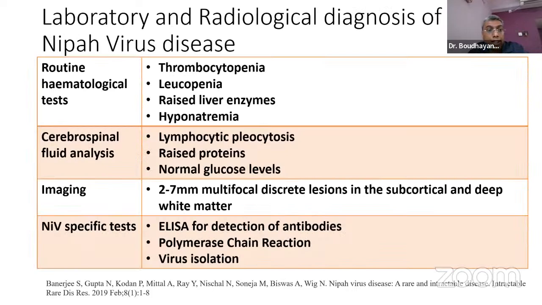So what are the clinical features? It is similar to a viral disease: thrombocytopenia, leukopenia, raised liver enzymes, hyponatremia. And CSF analysis may show raised proteins, lymphocytic pleocytosis, normal glucose levels. And imaging may show 2 to 7 millimeter multifocal discrete lesions in subcortical and deep white matter. Actually, these are not specific changes; bilateral, subcortical, and deep white matter changes are there. This is not specific, but this has been seen. So there are some specific tests for Nipah virus, that is ELISA for detection of antibodies, and PCR and virus isolation.